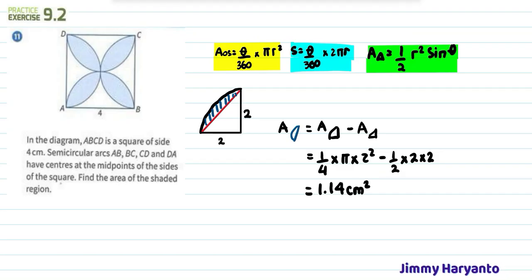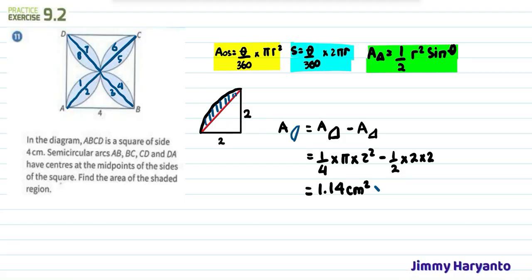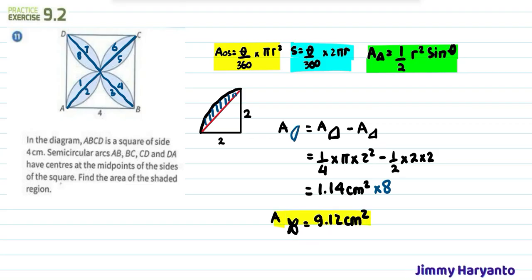How many do we have? 1, 2, 3, 4, 5, 6, 7 and 8, because we have half of them. Each one is 1.14. We have 8 parts right there, so we have to multiply it by 8. So the area of this one equals 8 times 1.14, which equals 9.12 centimeter square. So this is the area.